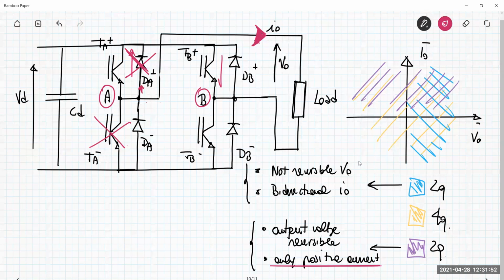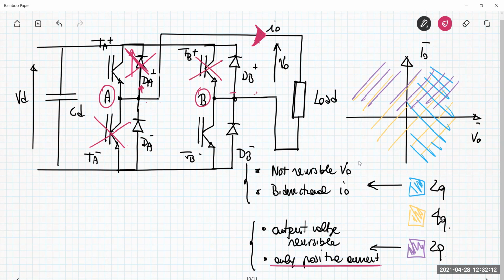What happens to dB plus? dB plus has a current flowing here, so it's a current entering node B. If this is entering node B, it means that it has this direction, which is opposite to the positive current. So it's something that I can eliminate. I can delete it from this circuit.